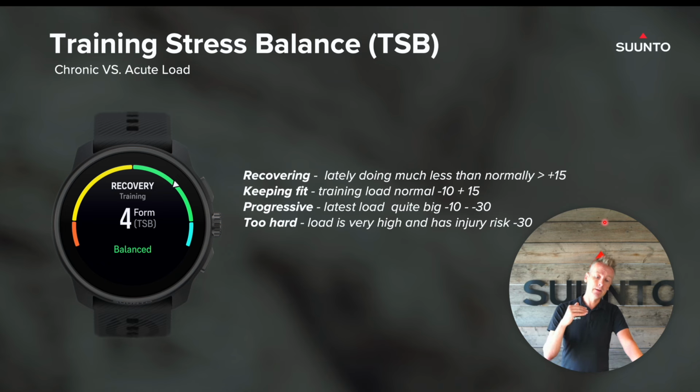And then again, when we think about what this actually means as a number: if you are very much on the positive side, like plus 15 and so on, that's basically losing fitness. You are not really training that much compared to what you're used to, so you probably can do a lot more. Keeping fit is plus or minus 10-15. That's a normal training. It fluctuates anyway. You train some days a bit more, some days a bit less, so it's up and down.